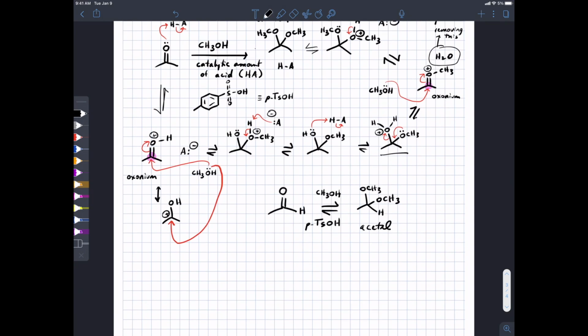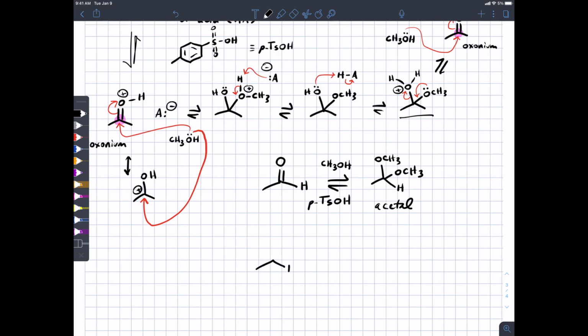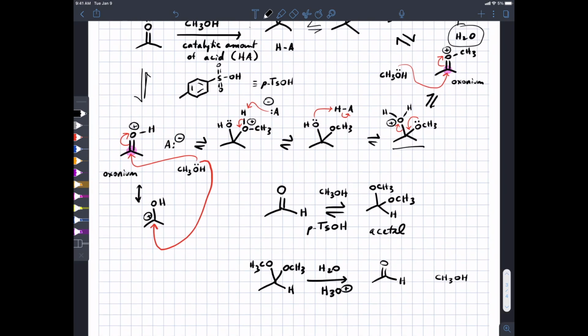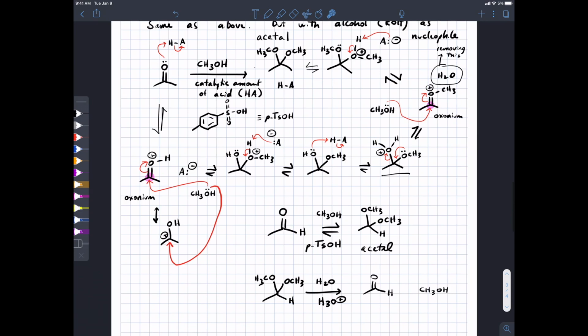So if you see, on the other hand, an acetal, and you see water and H3O plus, then you're going to draw the aldehyde and perhaps the alcohol as the byproduct. And that's just going backwards from here all the way there through the same mechanistic steps.